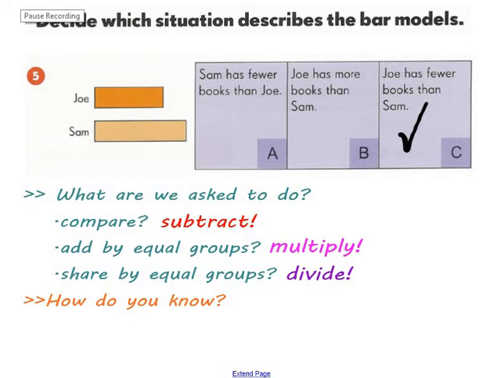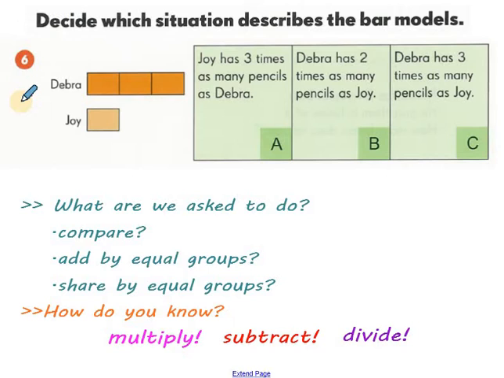Let's do another one. So I see example number 6. Which situation describes the bar models that you see? I see Deborah and 3 boxes by her. I see Joy with 1 box. A, Joy has 3 times as many pencils as Deborah. Does A match? Let's take a look at B. Deborah has 2 times as many pencils as Joy. Or C, Deborah has 3 times as many pencils as Joy.